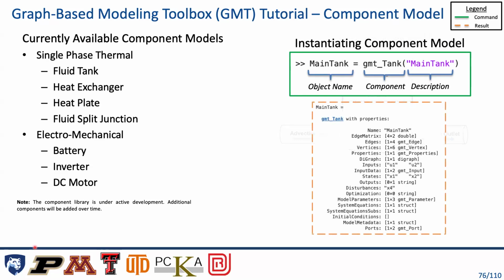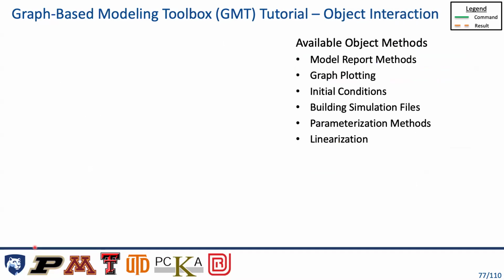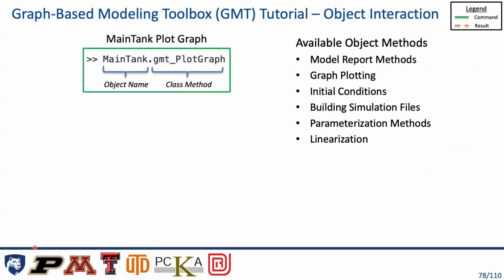When you do that, you'll have an object in the MATLAB workspace with a lot of data associated with that object. So now that we have our object in the workspace, we can interact with it. There are several ways to interact. We can generate reports on that data to understand how to connect the model together and what the initial conditions are, as well as plotting the graph model, adding initial conditions, and building simulation files.